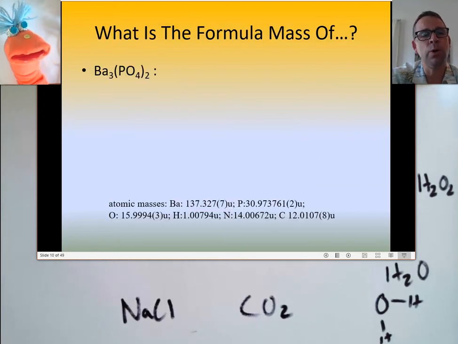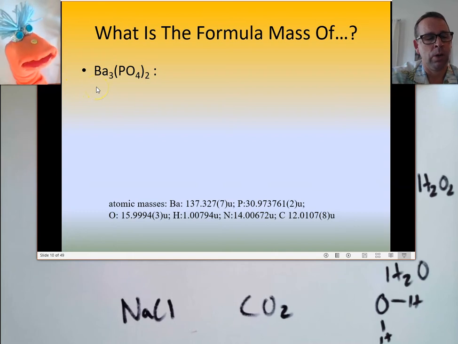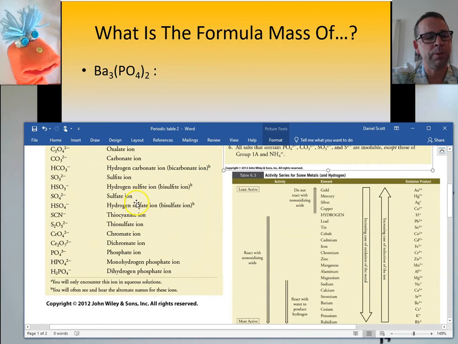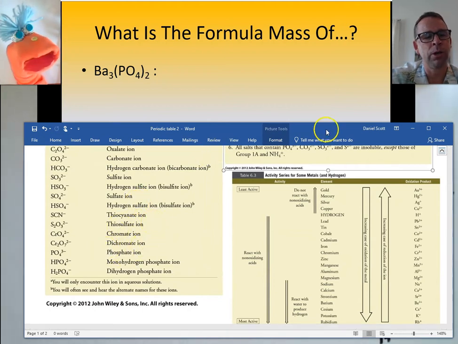So, what is the formula mass for barium? Oh, I should have asked you. What's the name of this compound? I can't remember the PO4. So what are you supposed to do when you come to a compound that you don't know the name of? I need to look it up. That's right. Where would you look it up? On the back of the periodic table. That's right. So here it is, the back of the periodic table. Phosphate. Barium phosphate. That's that compound.